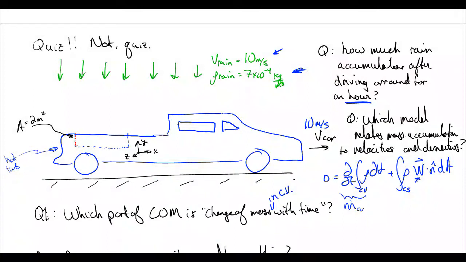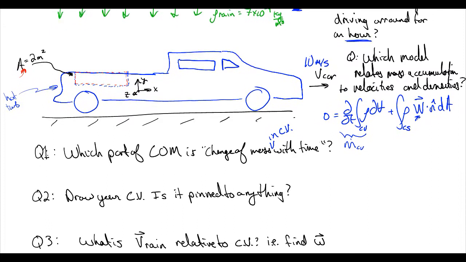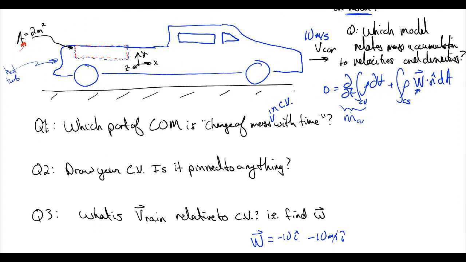We're just going to draw it right around our tub, and that way we know that the area here is 2 meters squared. So there's our control volume. We've done that. Is it pinned to anything? Yes. We're going to pin it to the car. Now, pinning a control volume just means that it's moving along with the car. So our control volume now has a velocity of 10 meters per second.